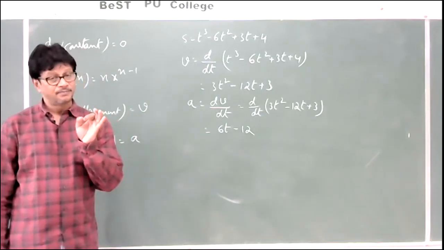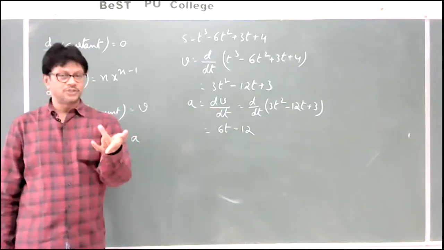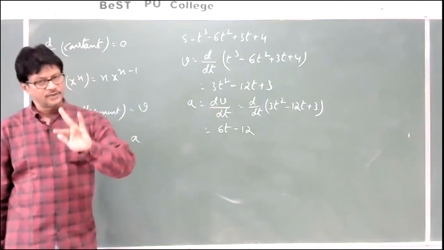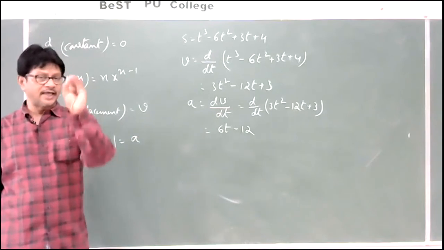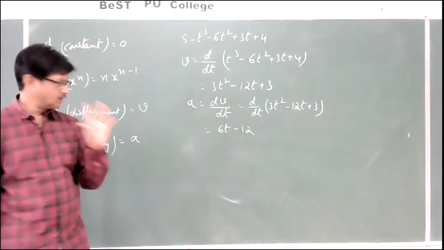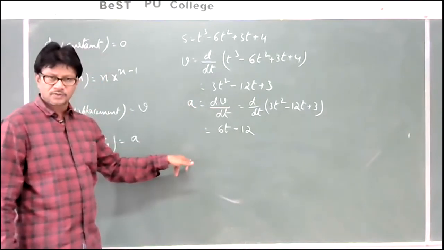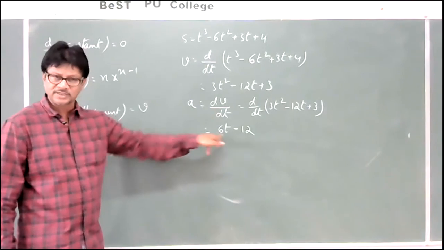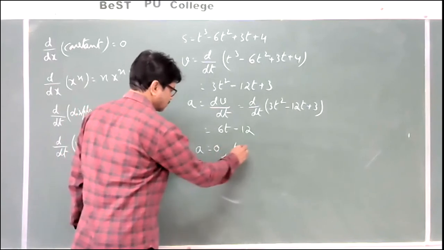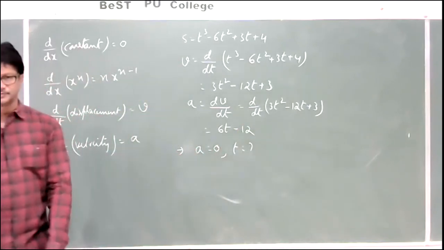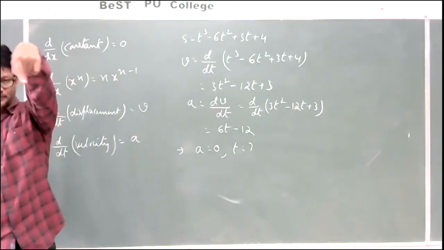What is being asked? What is the velocity when the acceleration is becoming 0? So first I would like to find at what time the acceleration will become 0. So the acceleration has to be equated to 0, so that we'll get at what time the acceleration will be 0. This is the concept. At what time the acceleration will be 0, at that time what will be the velocity?